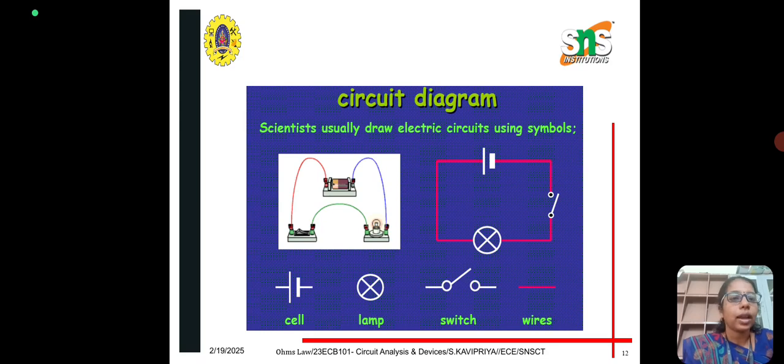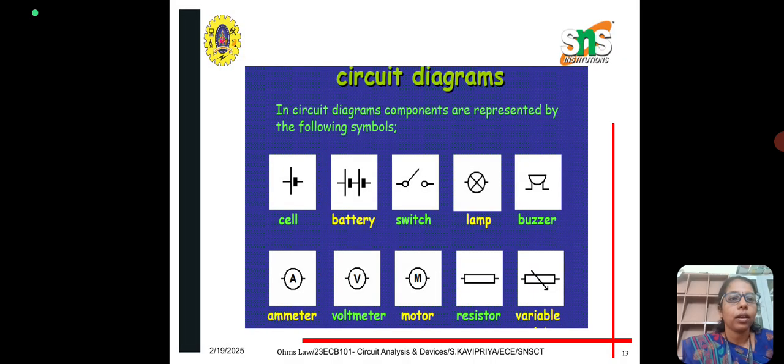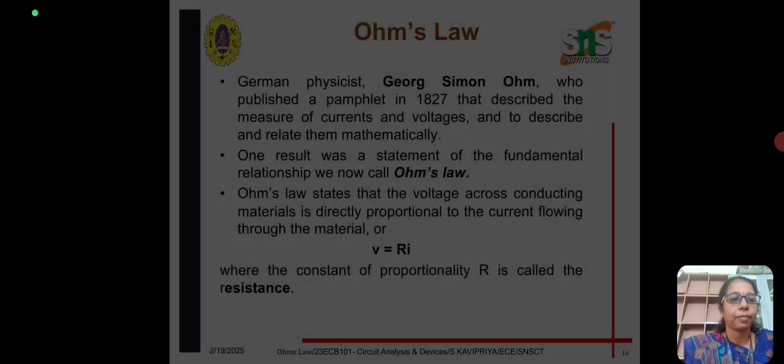Scientists usually draw electric circuits using symbols. These are the symbols of cell, lamp, switch and wires. So in a circuit diagram, components are represented by the following symbols: cell, battery, switch, lamp, buzzer, meter, voltmeter, motor, resistor and variable resistor.